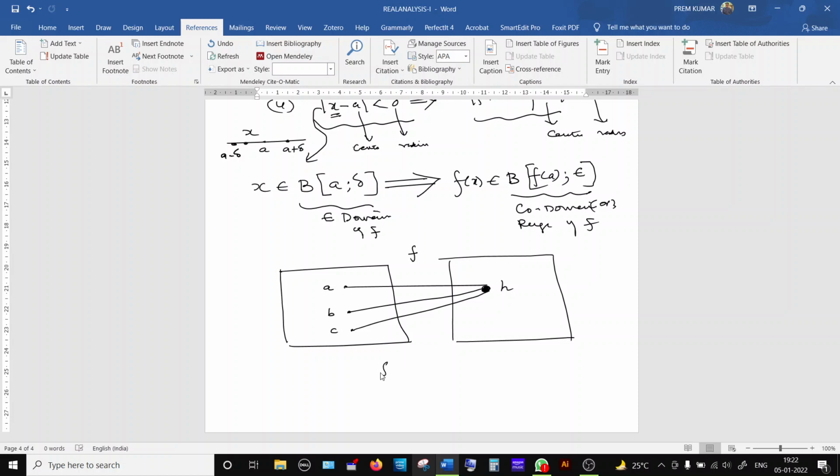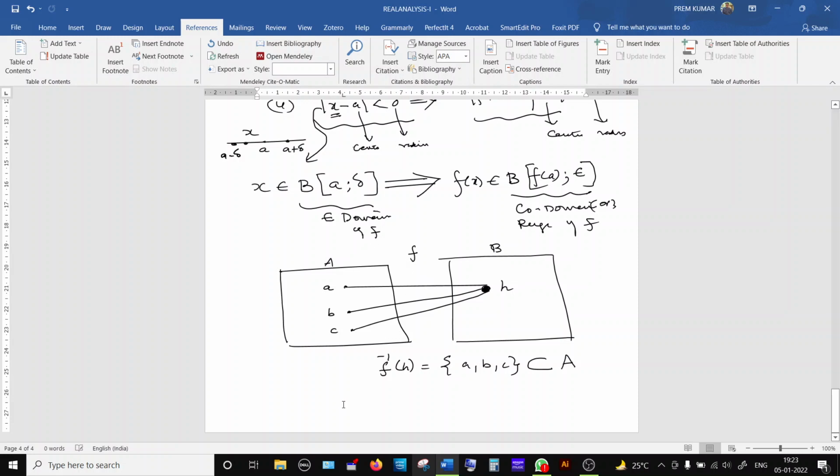So what can you tell about f inverse of h? f inverse of h is not a single element, it contains three elements. What are they? The inverse image of h is a, b and c. And clearly this is a subset of the domain, say the domain is A. So this concept you have to keep in mind. Whenever we take an inverse image, it may be a single element or it may be a set, that is, a subset of the domain. This thing you have to keep in mind.